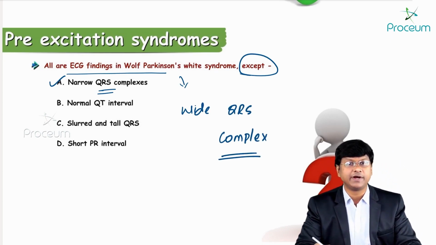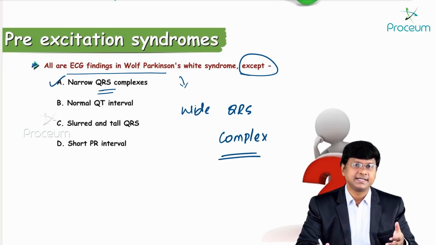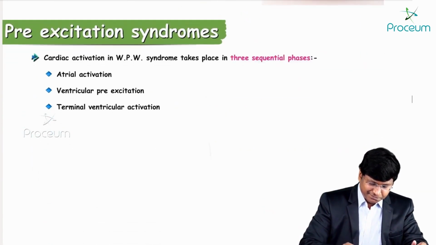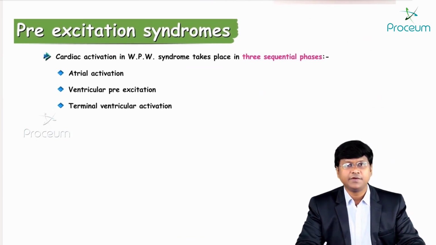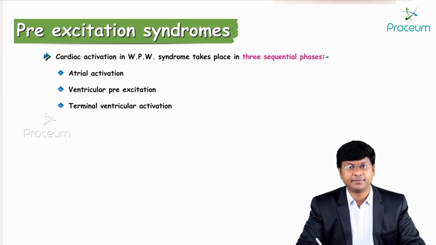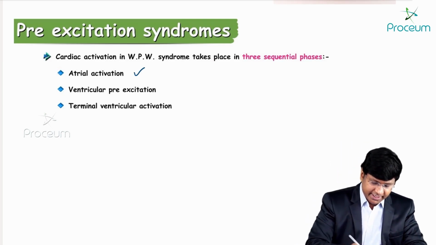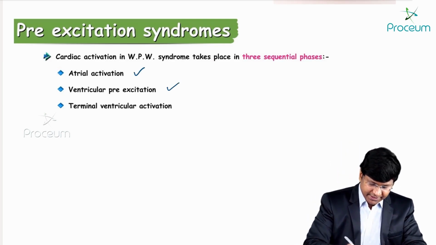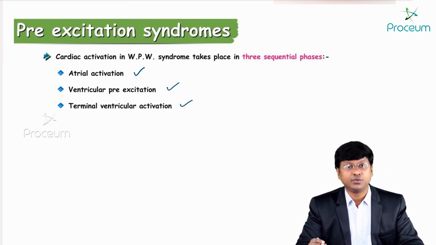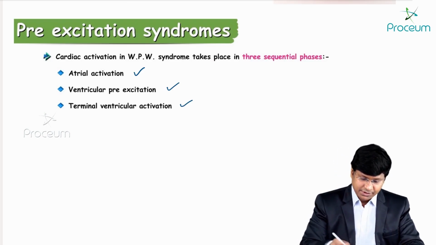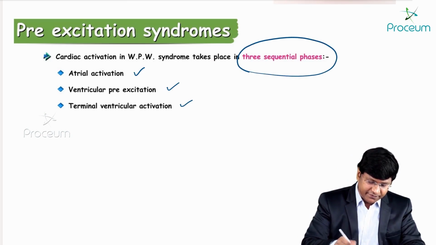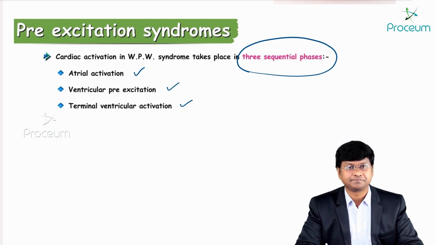Right? You have the presence of the wide QRS complex. Now, why is that? Let me explain. If you take the cardiac activation in WPW syndrome, it takes place in 3 sequential phases. Those 3 sequential phases include: 1 is atrial activation, 2 is ventricular pre-excitation, and 3 is the terminal ventricular activation. So these are the 3 sequential phases in the cardiac activation.